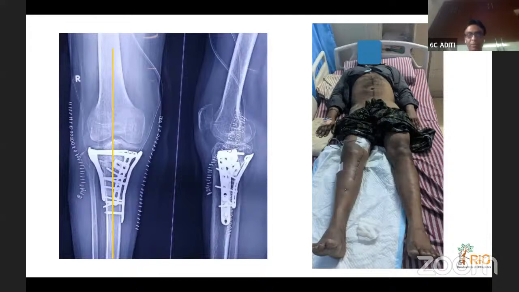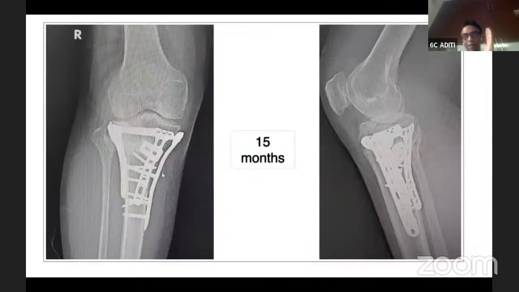As I can see, there are definitely deficiencies on the articular side. There's not a particularly absolutely anatomical articular correction, but we got the axis right, reasonably good articular correction as well. And this is him at 15 months doing reasonably well, pain-free.